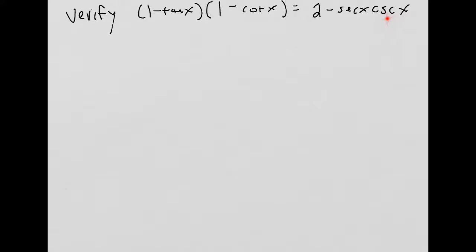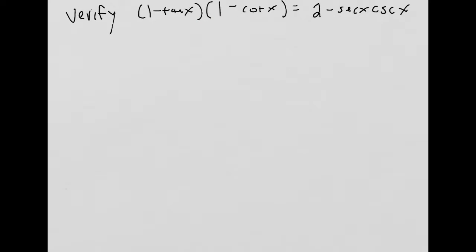Now, to verify identities, usually what we do is we pick one of these sides and just work with that one side, do some algebra on it, do some other things, and get it to equal the other side. So here I'll pick the left side. I see a binomial times a binomial, so I'm going to FOIL that out. Okay, so (1 minus tangent x) times (1 minus cotangent of x).